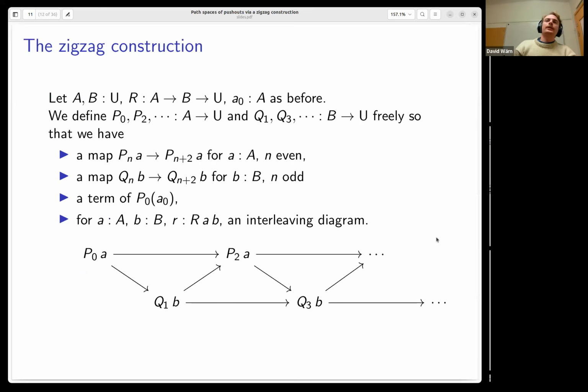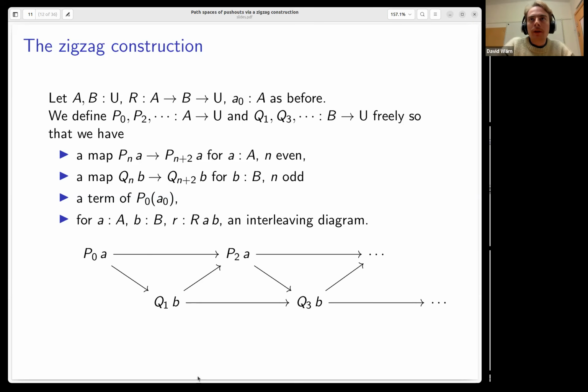And then the idea of the construction is as follows. This is now the zigzag construction, and the idea is so simple that it fits into one slide. As before, we suppose we have two types A, B, and the relation R, and we have some base point a0 of A. So we will define sequences of type families P and Q over A and B freely on the following data. We will have a map Pn to Pn+2, a map Qn to Qn+2, a term of P0 a0, and for any a, b that are related, we have these interleaving diagrams between the sequences at those points.